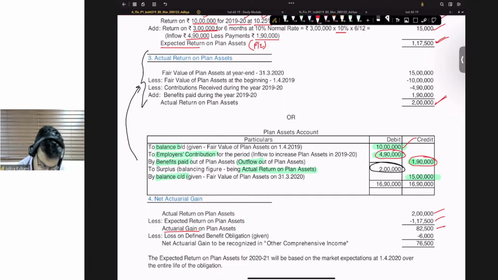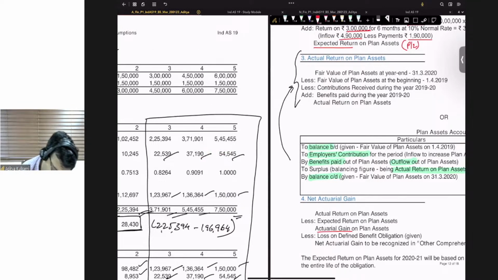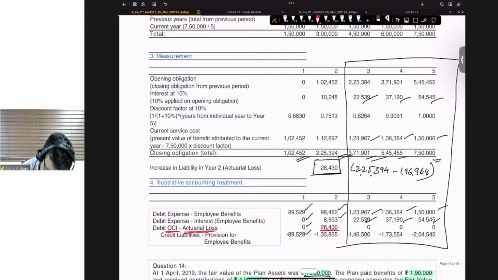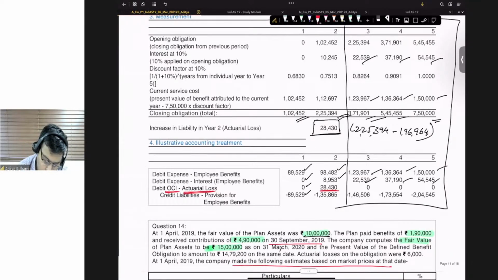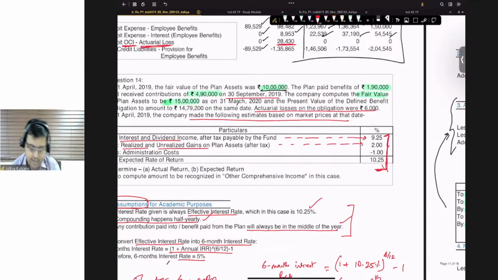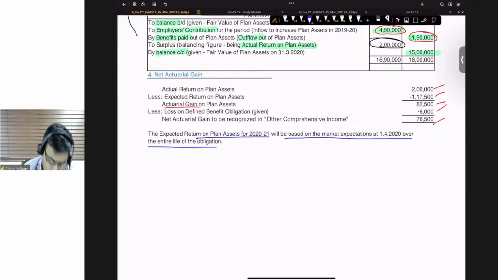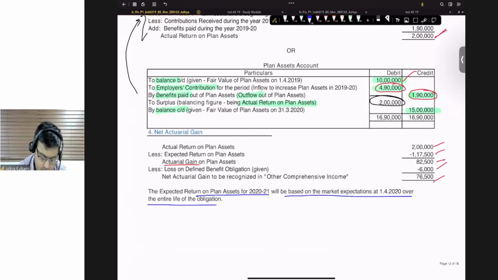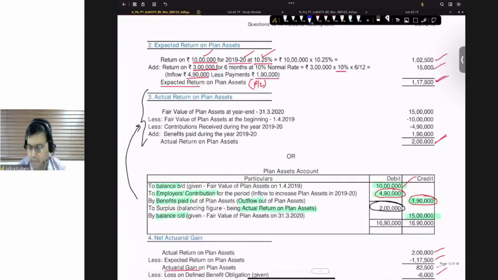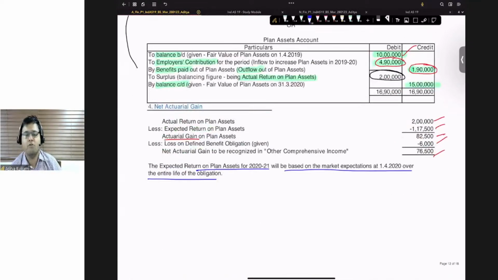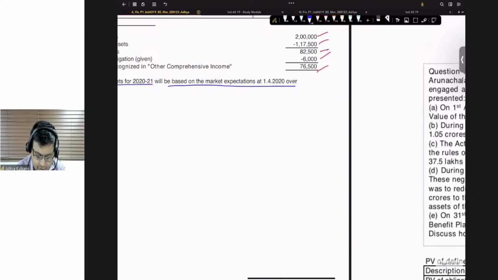The actuarial loss on the obligation was 6,000. So therefore 76,500 is the net actuarial gain to be recognized in other comprehensive income. Expected return on plan assets will be based on the market expectations at 1/4/2020 over the entire life of the obligation. So that is basically talking about this 10 lakhs. This is based on 10.25%, over the entire life of the obligation.